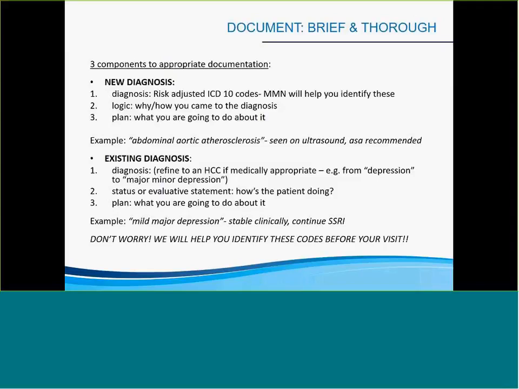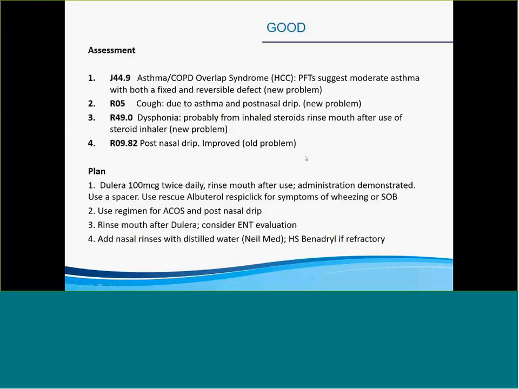Imaging diagnosis will help you determine the highest level of specificity that could make this an HCC code. For example, depression does not count, but if someone has major depression, which is what we take care of in primary care mostly, that counts as an HCC code. Then you give the status or logic statement, how's the patient doing, and then what you're going to do about it. So you write mild major depression, stable clinically, continue SSRI. And again, we'll feed these to you at the appropriate times, but it's good to get good at this.